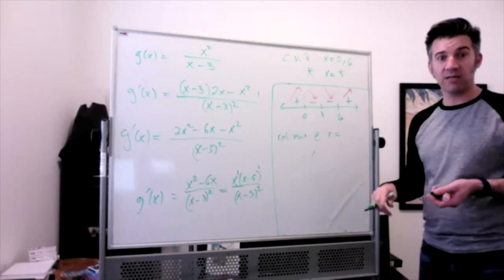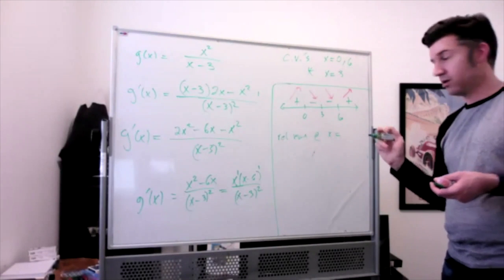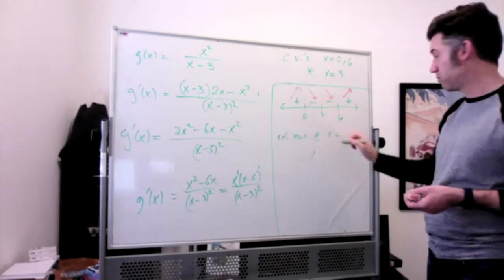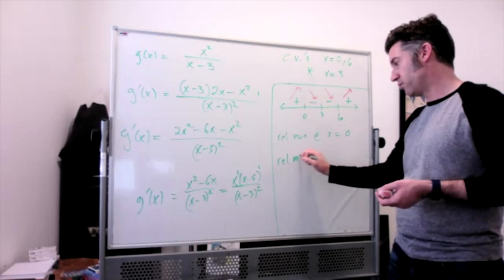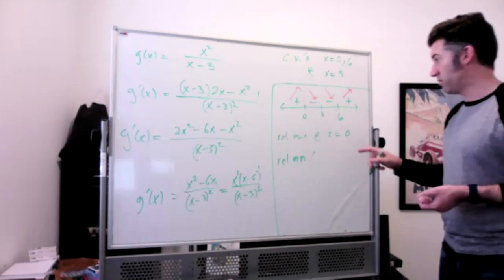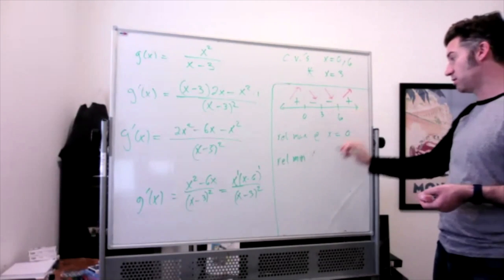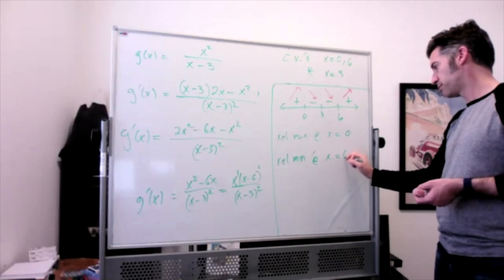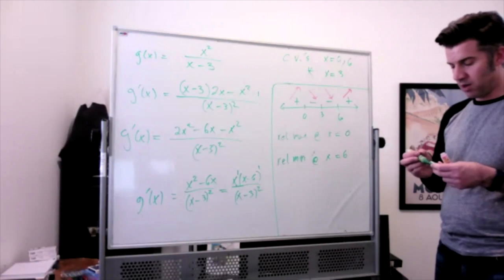So we have a relative maximum where it goes from left to right, increasing and then decreasing. The relative maximum at 0. We have a relative minimum when it's the reverse of that, when it's decreasing and then increasing. So relative minimum when x is equal to 6, because it goes from decreasing to increasing. We don't have anything at 3 because we have a vertical asymptote at 3.